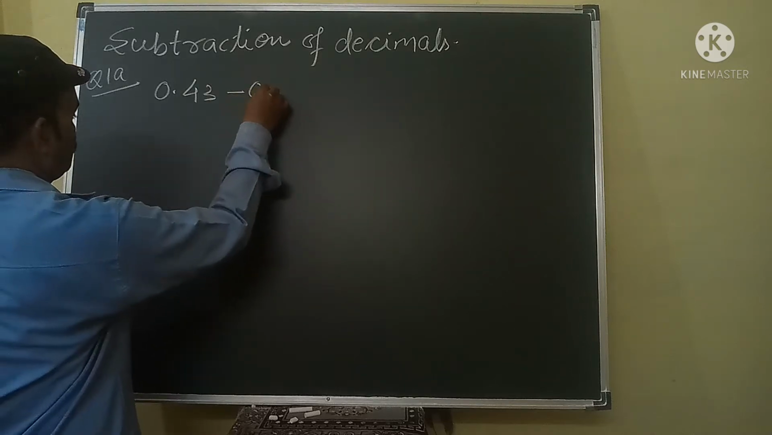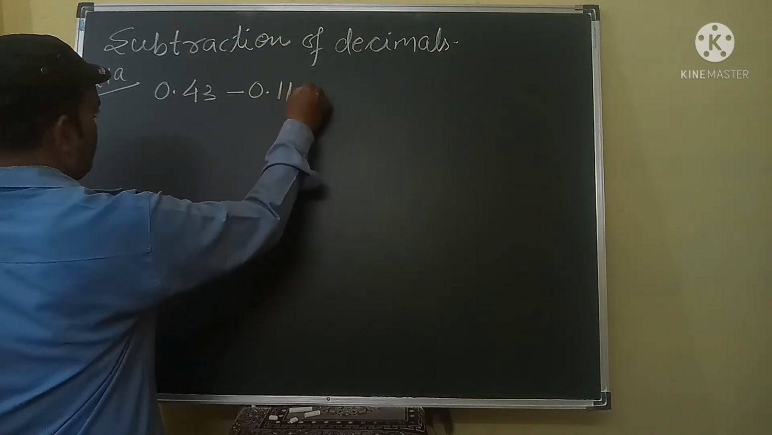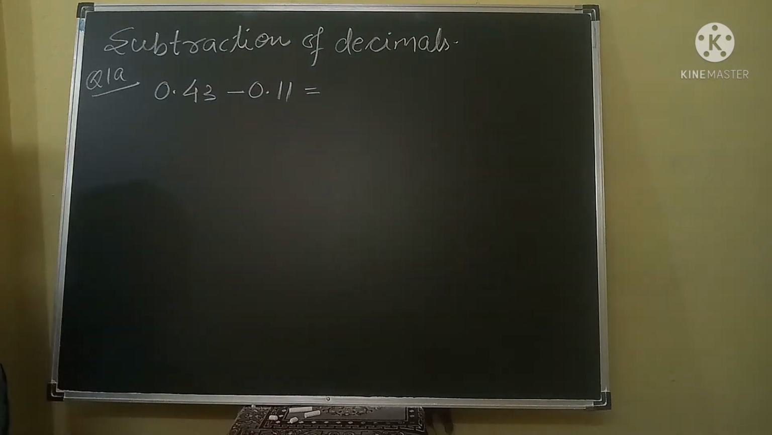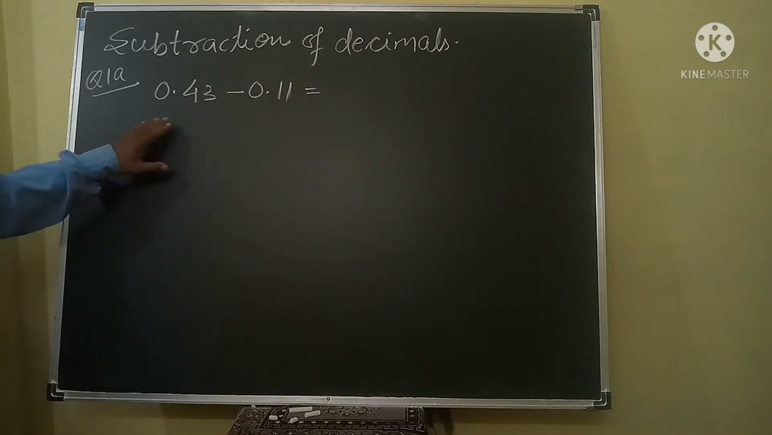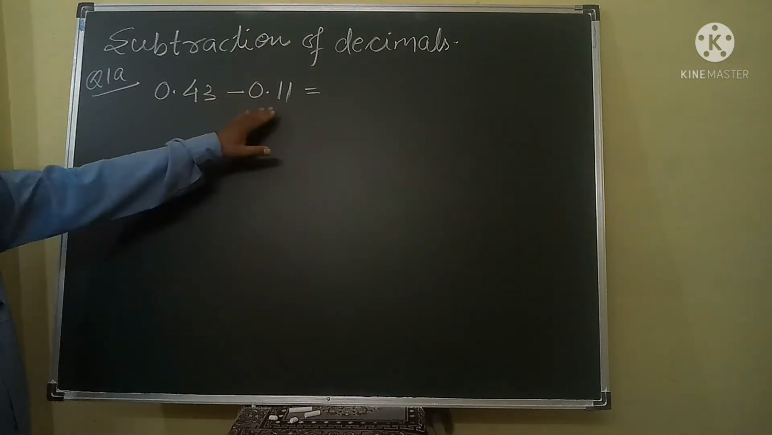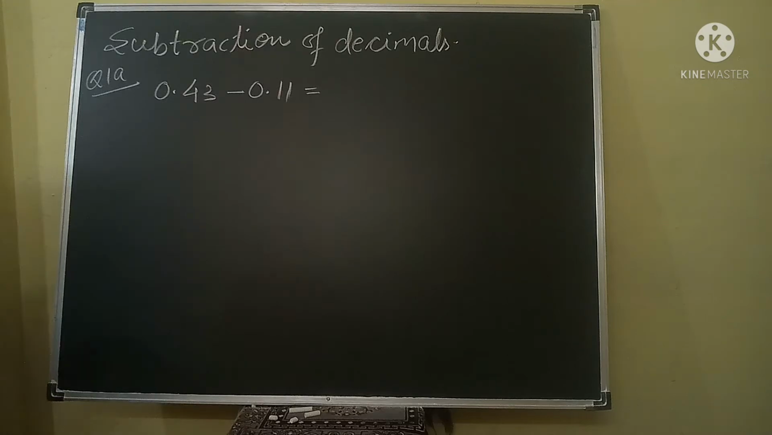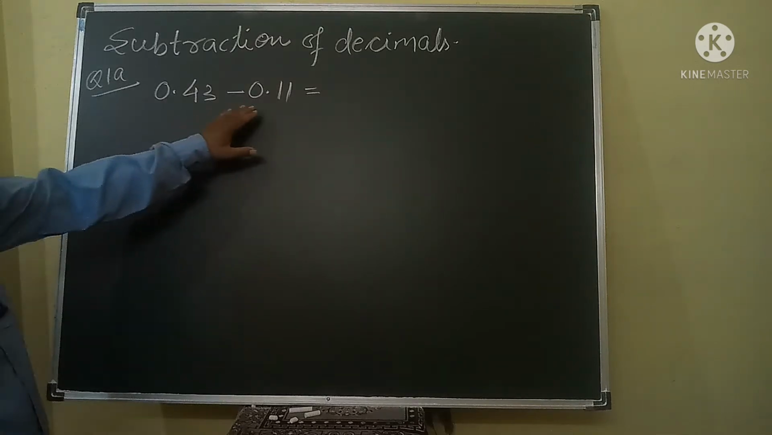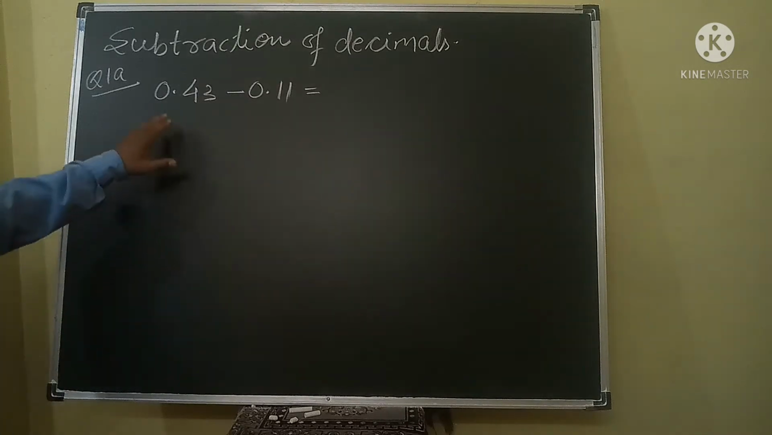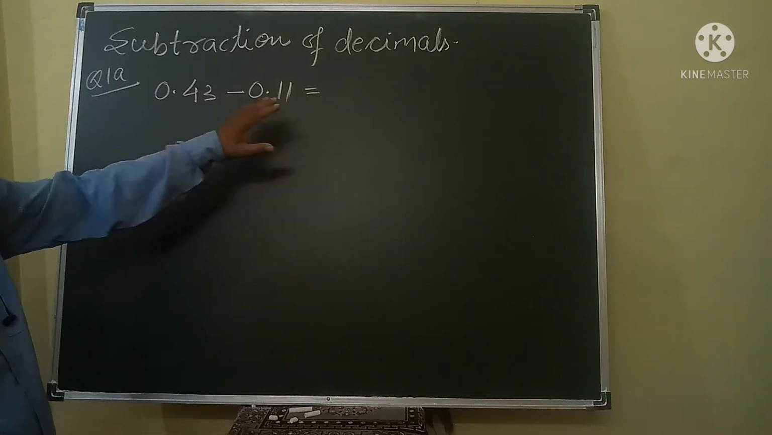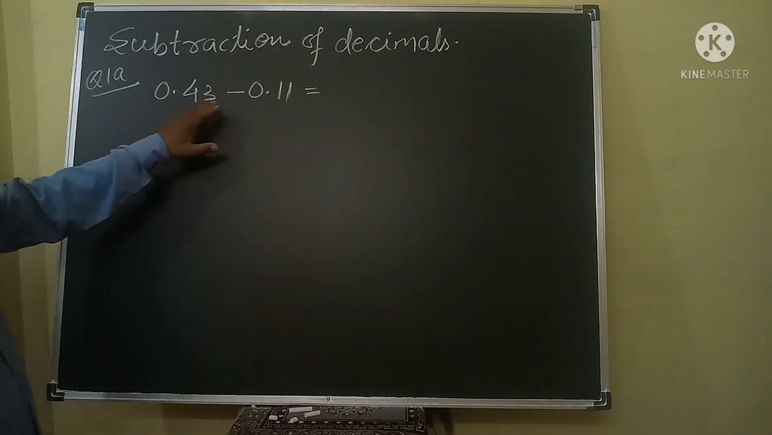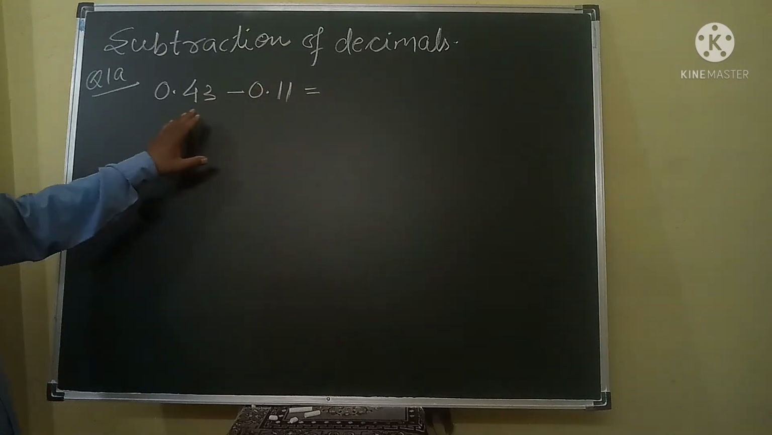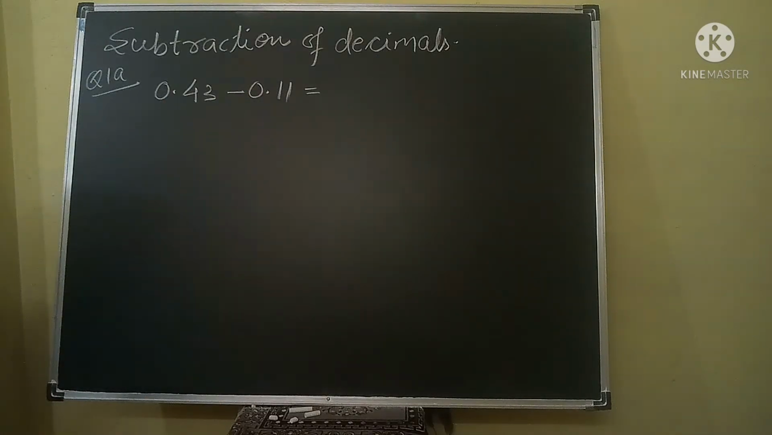Question number 1A is 0.43 minus 0.11. How will we subtract these two decimal numbers? We will apply the same procedure. As you are looking, these two decimal numbers are like decimals. What is the reason? After the decimal point, the number of digits is 2. So it is very easy to subtract these decimal numbers.